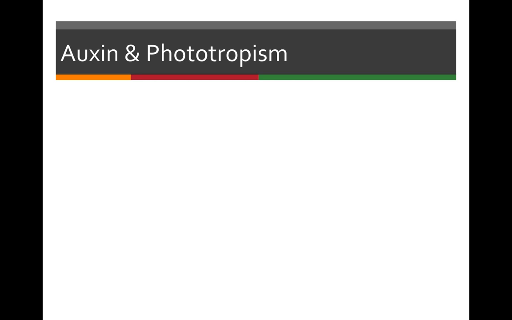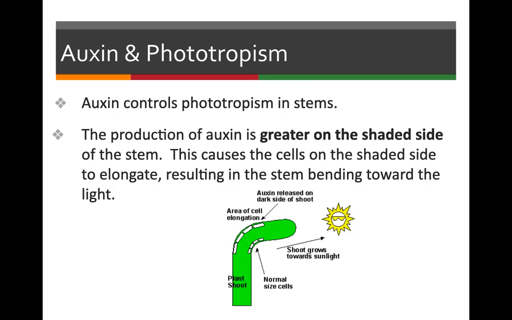The hormone auxin is also involved in this process of phototropism. What happens is there's more auxin produced on the shaded side of the stem. On the shaded side of the stem, the cells are acted on by auxin and they start to elongate. Because they're bigger than the cells on the other side, it causes the stem to bend toward the light. And that's shown in that diagram.